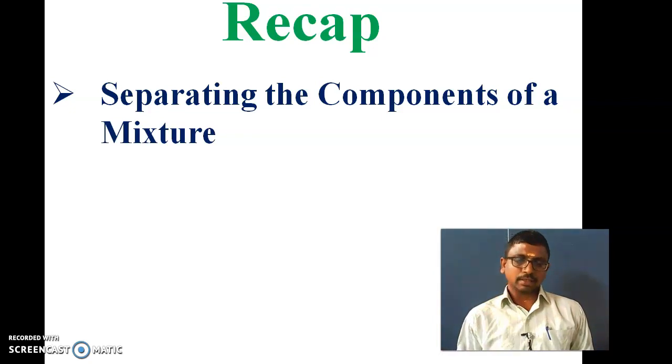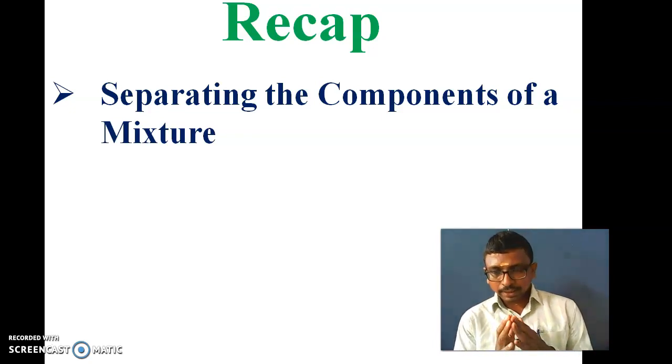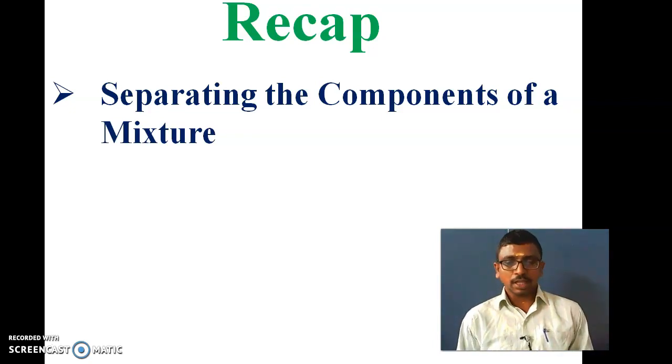And the third technique, what is it, children? Yes, the separating funnel. With the help of a separating funnel we can separate immiscible liquids. If cooking oil is mixed with water, it will not mix, it will not dissolve. It is immiscible and has two different layers. We can easily separate those mixtures with the help of a separating funnel.